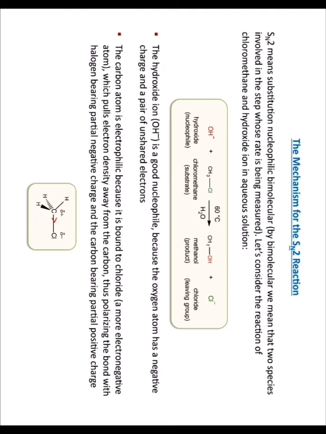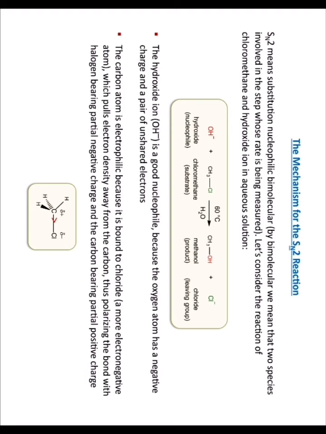In this reaction, as we see, there is substitution, which means replacing the chlorine with hydroxide. The product has a hydroxy group and becomes an alcohol, and there are two species involved in the step that controls the rate of the reaction: the hydroxide plus the substrate. That's why we call this kind of mechanism substitution nucleophilic bimolecular, meaning two molecules participate in this mechanism.